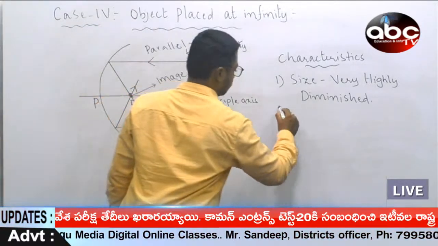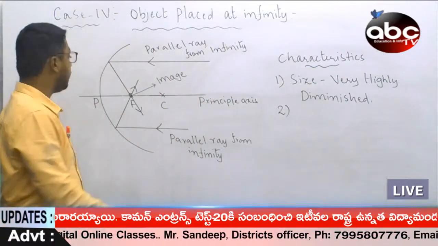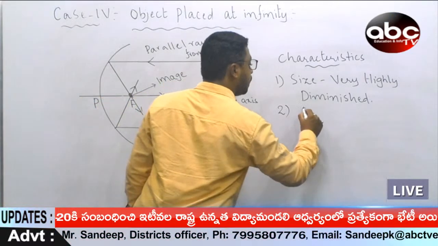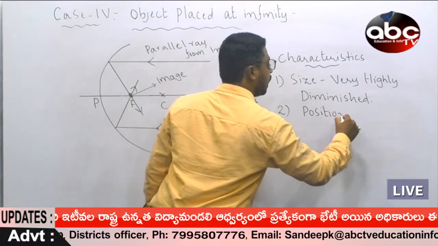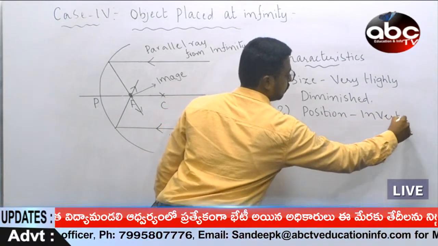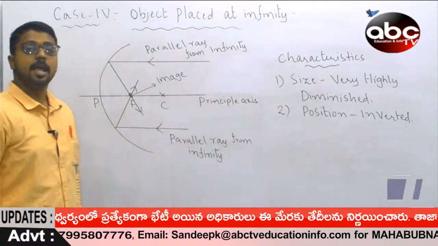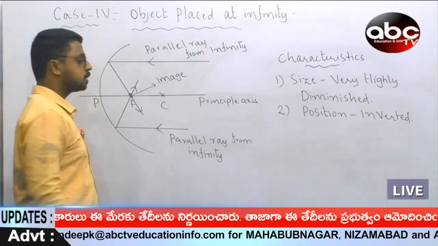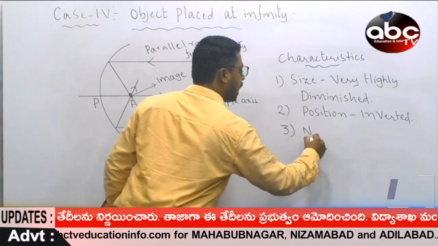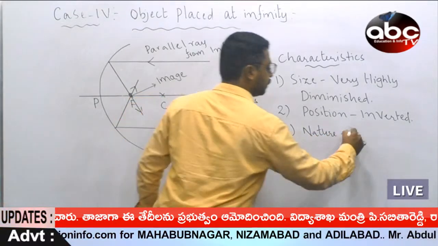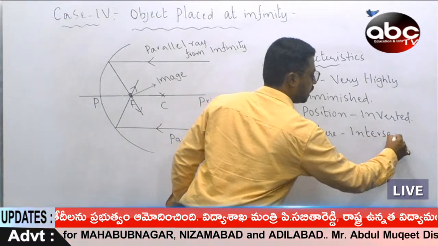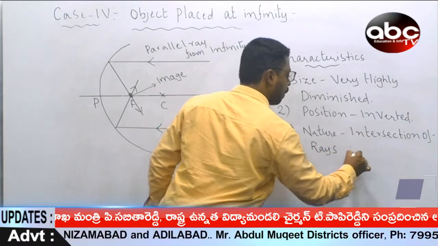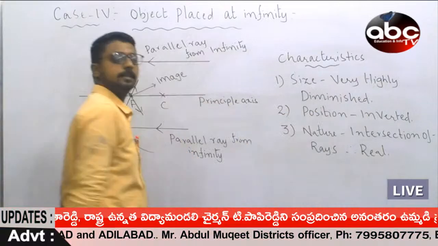Whereas the second one: naturally the image is coming below the principal axis, so the position is inverted, that is, below the principal axis. And a very true point is that it is formed by the intersection of rays. Therefore it is a real image.